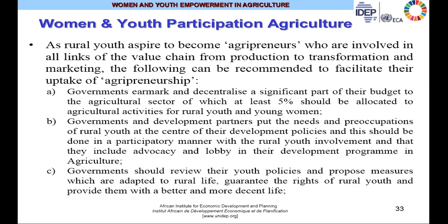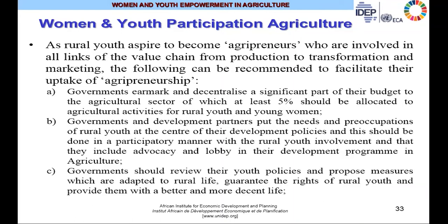Governments have to earmark and decentralize a significant part of their budget to the agricultural sector, of which at least 5% should be allocated to agricultural activities for rural youth and young women. Governments and development partners will be expected to put the needs and preoccupations of the youth at the center of their development policies. And this should be done in a participatory manner with the rural youth involvement, and that they include advocacy and lobby in their development program in agriculture.